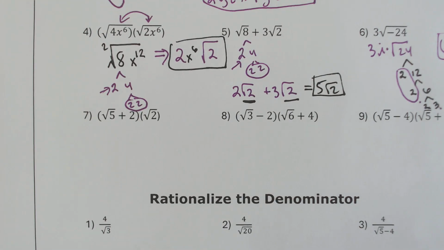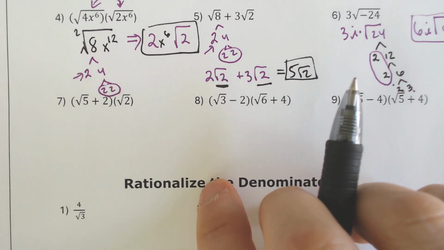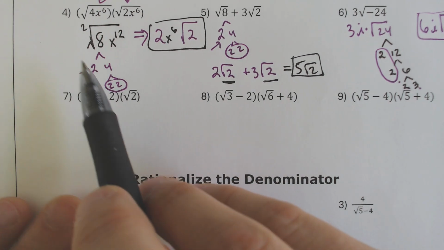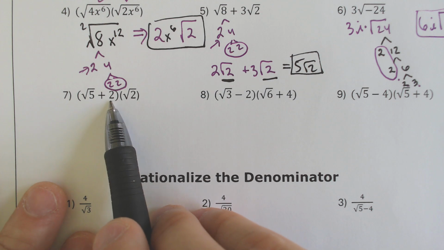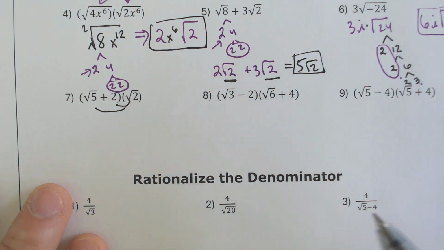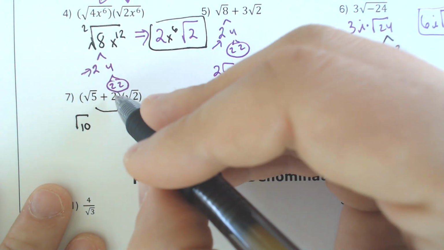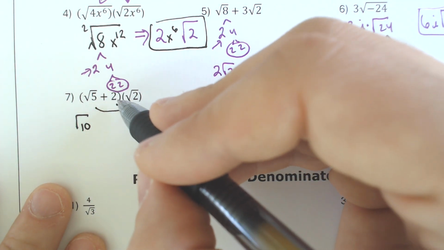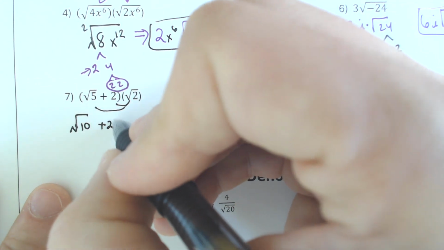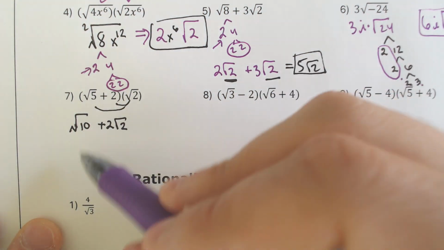All right, moving on. Now these look harder. They're not harder. You have to be careful that you don't make a mistake, but they're not harder. We have square root of 5 plus 2 times the square root of 2. We're just going to distribute that square root of 2. So we have square root of 2 times square root of 5. That makes square root of 10. We have 2 times the square root of 2. This 2 is not underneath a square root, so when we multiply that, it is going to become 2 square root of 2.